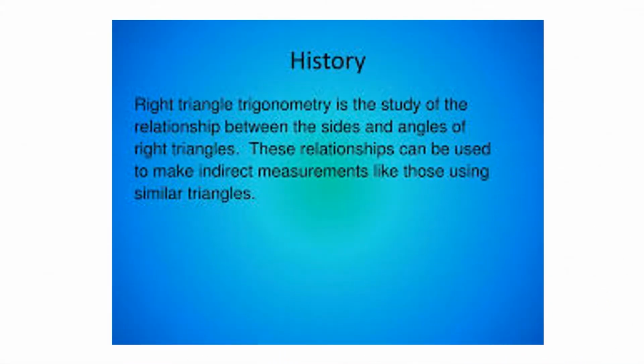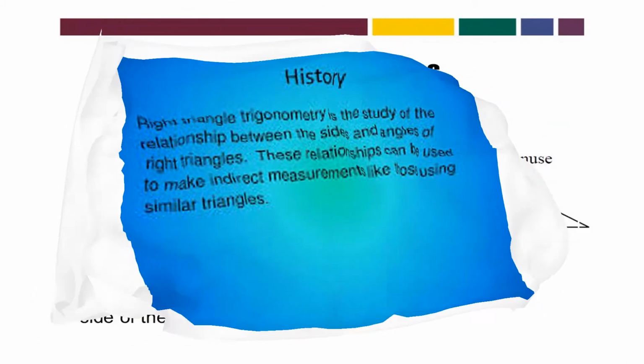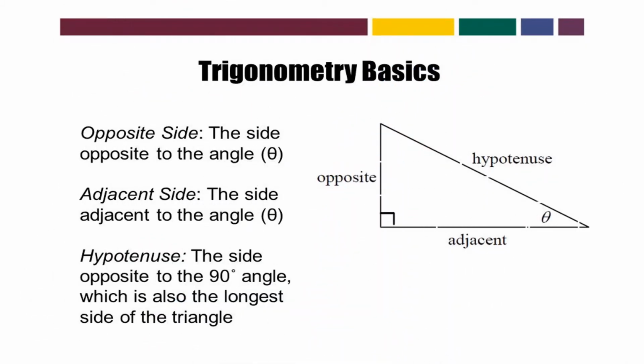Right triangle trigonometry is the study of the relationship between the sides and angles of right triangles. These relationships can be used to make indirect measurements like those using similar triangles. Trigonometry basics. Opposite side: the side opposite to the given angle theta. Adjacent side: the side adjacent to the angle theta. Hypotenuse: the side opposite to the 90 degree angle, which is also the longest side of the triangle.